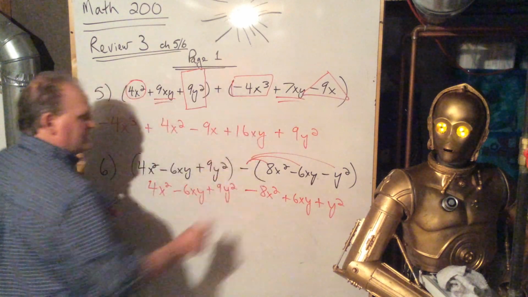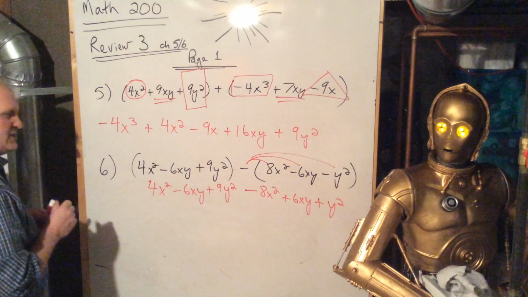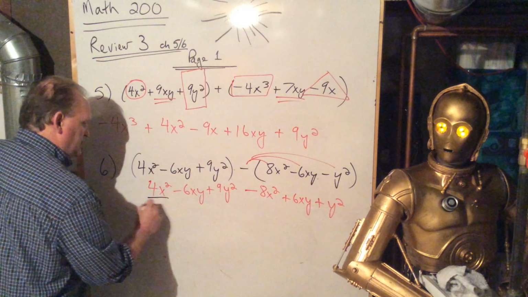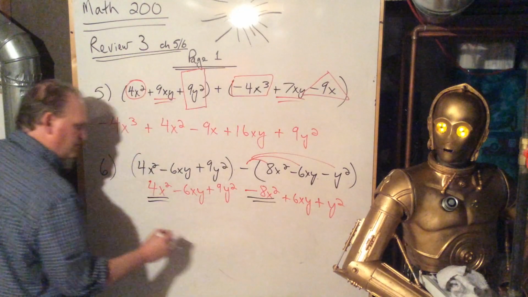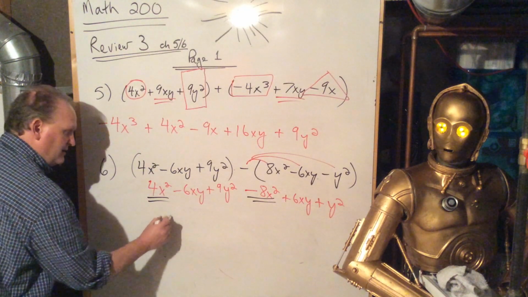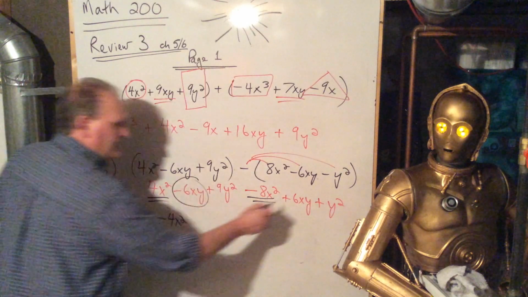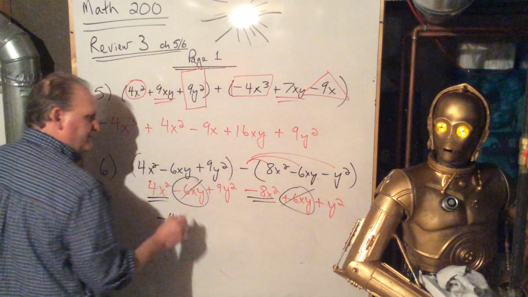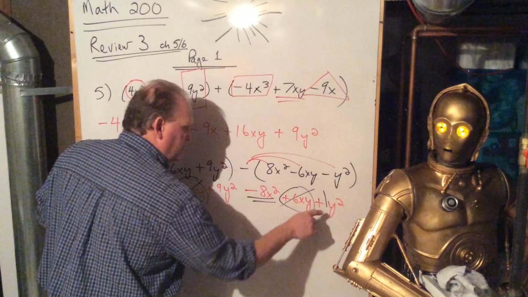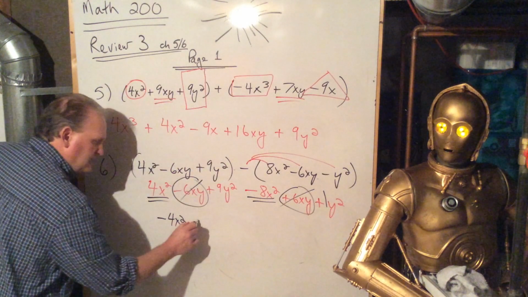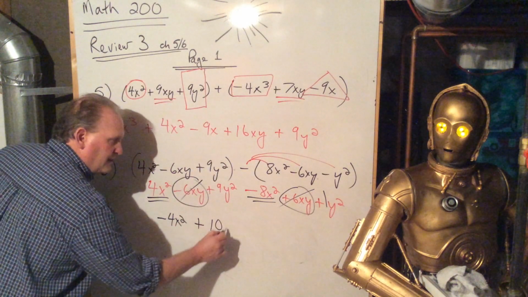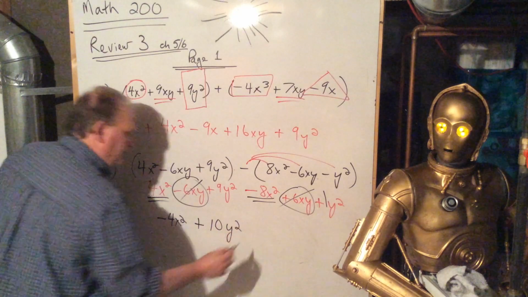And unlike the one that's above it, this has a bunch of matches. Everybody has a match here. Those can combine together, negative 4x squared. These combine together, oh, and they disappear. And remember, there's a 1 there. You should see 1s all the time. Plus 10y squared. All right.